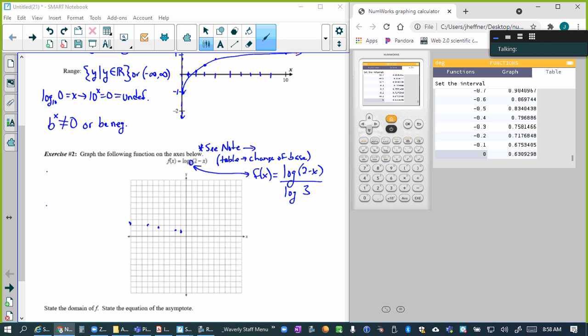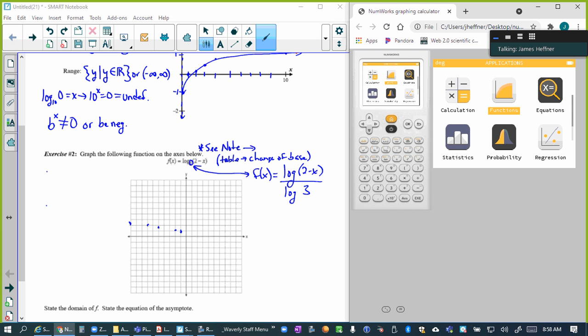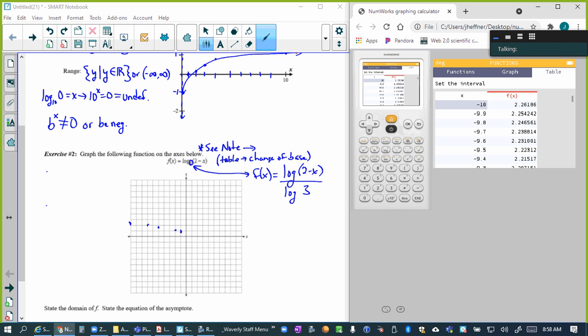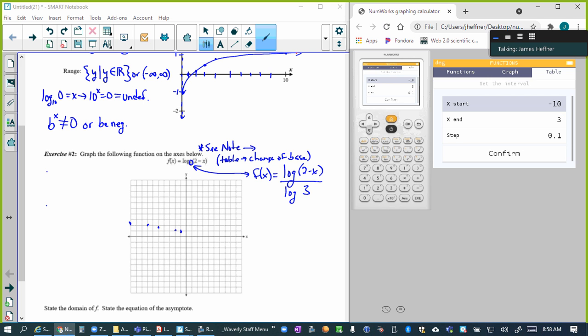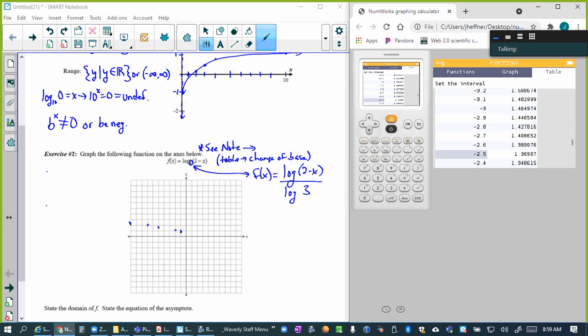Nice. I thought that wasn't enough there. Let me go to the table set. Oh, darn it. I thought I set that interval correctly. -10 to 3. Why wouldn't it go? Give me a second. Why is it not going to 3? Well, anyway.